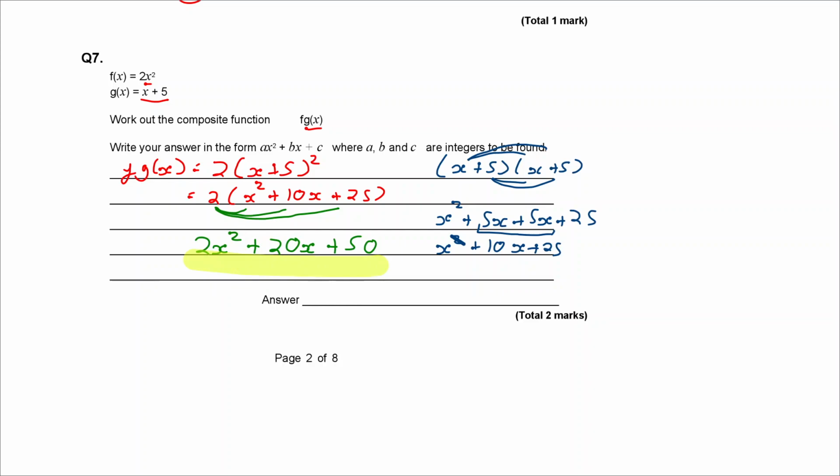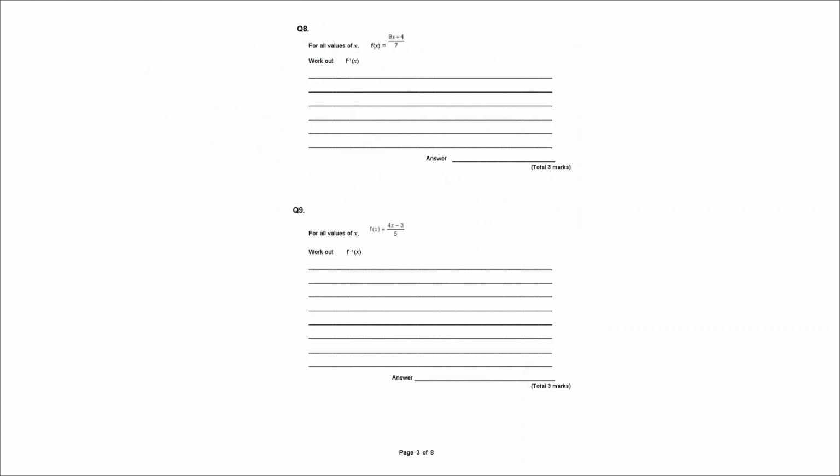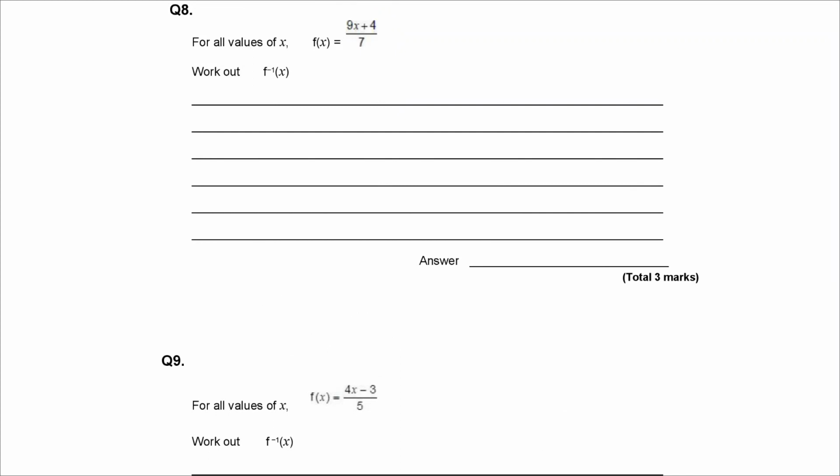Okay, good. Let's move on to number 8 up here. This one is an inverse function. For all values of x, a function f of x is given by this up here. Work out the inverse function. Our steps for this: we replace f of x first of all with y, because they mean the same thing really. So we've got y is equal to 9x plus 4, divided by 7.